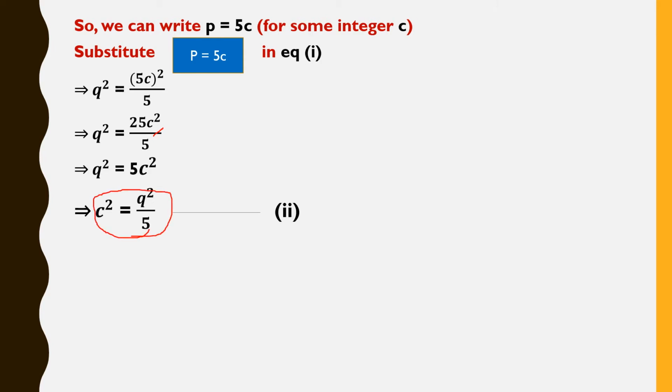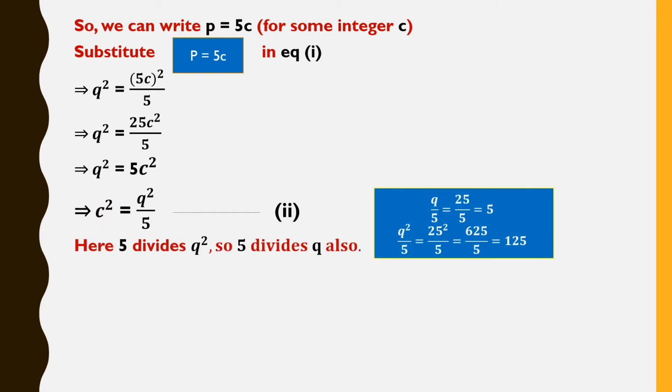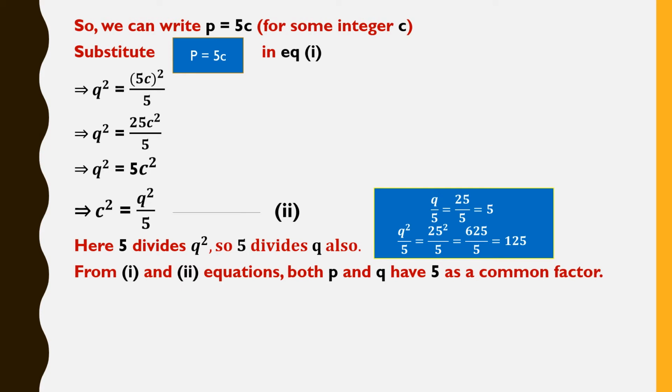Now as 5 divides q square, 5 divides q also. I'll take one example here. Here 5 is dividing this q as well as it is divisible for this q square. Means these p and q are having 5 as a common factor. Same steps, no need to confuse here. Be perfect with root 2 or be perfect with root 5, then you can do any problem, any irrational number. So 5 as a common factor.